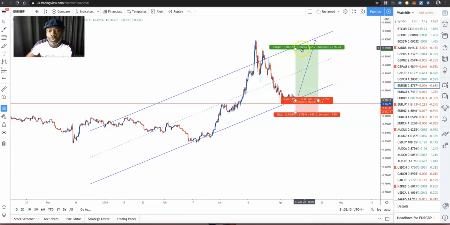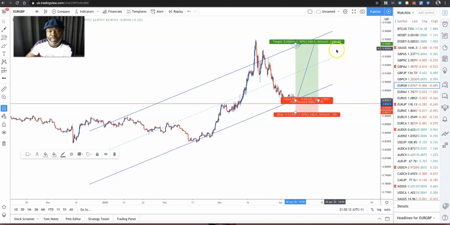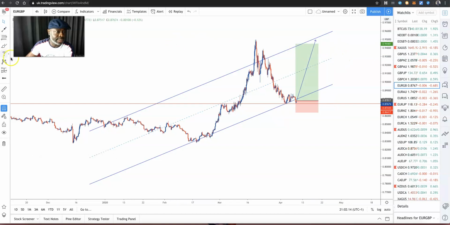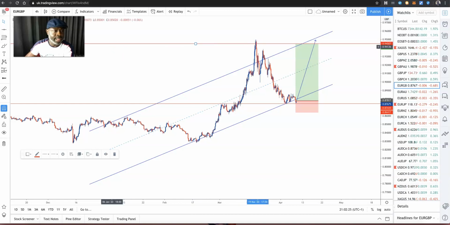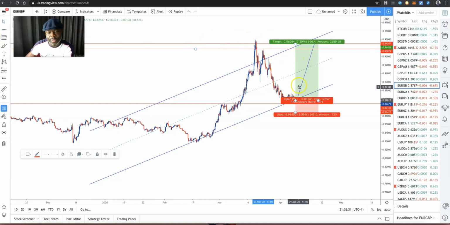Okay, so it goes all the way up here until it meets the upper channel, and this upper channel actually also coincides, if I draw another horizontal line here, with all these areas of resistance. It's going to come back to this area here, and it could be any of these areas as well. Nothing is ever set in stone, so you should be thinking of taking profit around all these areas.